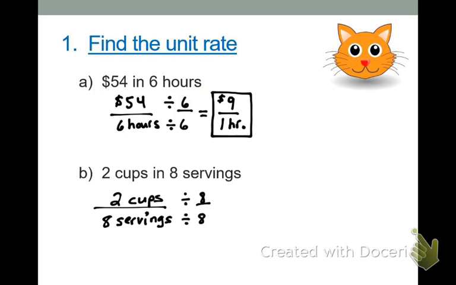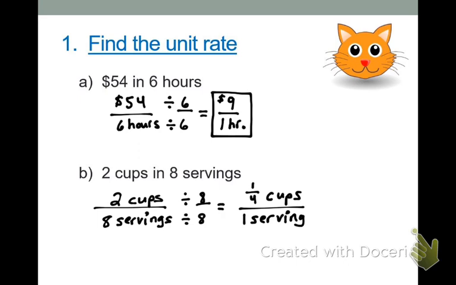Okay, so go ahead and pull out your calculators. What is 2 cups divided by 8? 1/4. Okay, we'll talk about that here in just a minute. 1/4 what? Cups. You've got to put the units attached. Over, what is 8 servings divided by 8? 1 serving. Remember, the whole point of a unit rate is to have a 1 on the bottom.